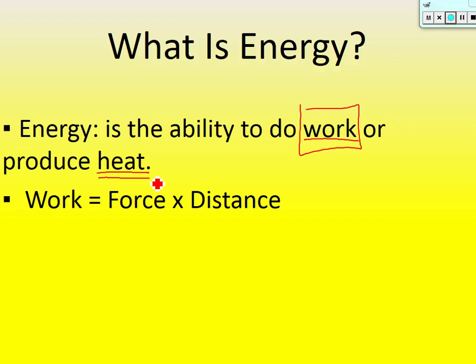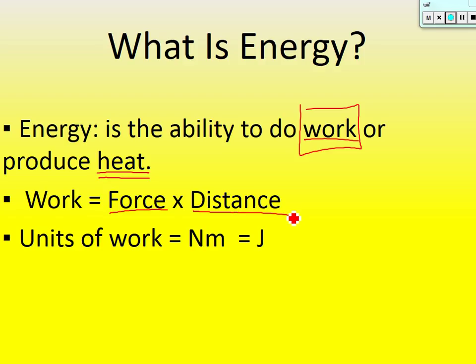Work, if you were to calculate it, is a force on an object, and the object moves a distance. So if you put a force on an object and it moves a certain amount of distance, you have done work on that object. And so that is how you calculate work, a force times a distance. So let's talk about the units of work. Force is measured in newtons, and distance that the object moves is measured in meters. So the units of work are what we call a Newton meter.